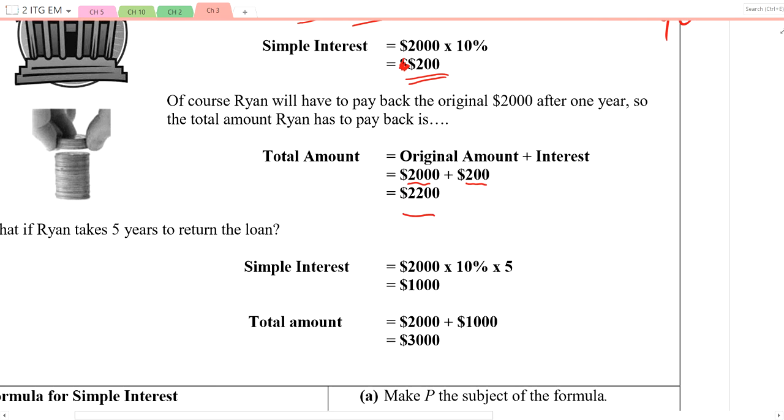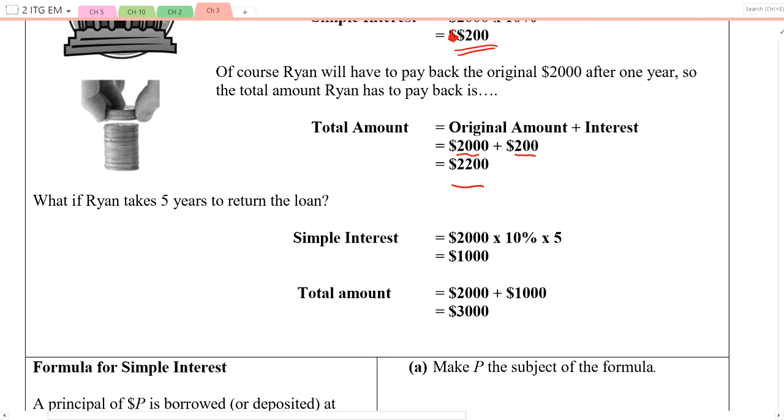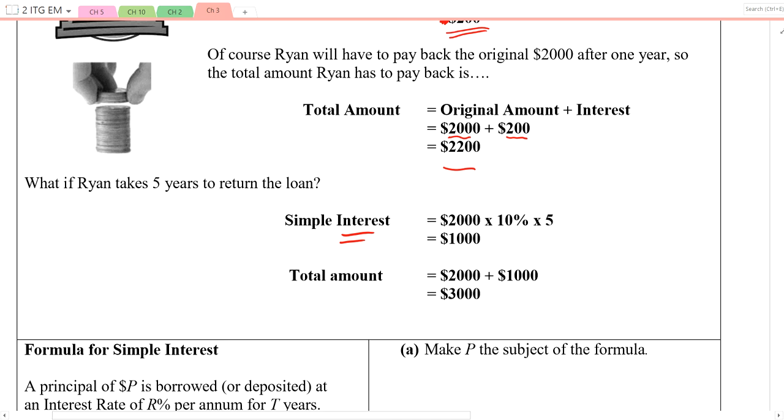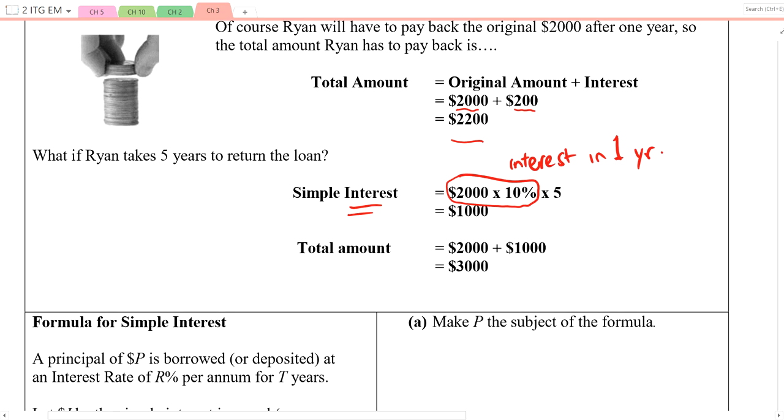$2,200. Now if it takes 5 years to return the loan, the interest, we call it the simple interest, will be multiplied by 5. So this was the amount of interest in 1 year, okay, which was 10% of the principal, the amount that he borrowed. So we see that the interest in total will be $1,000, and the total amount he has to pay will be $3,000 when he only borrowed $2,000. So that is paying a lot of interest.